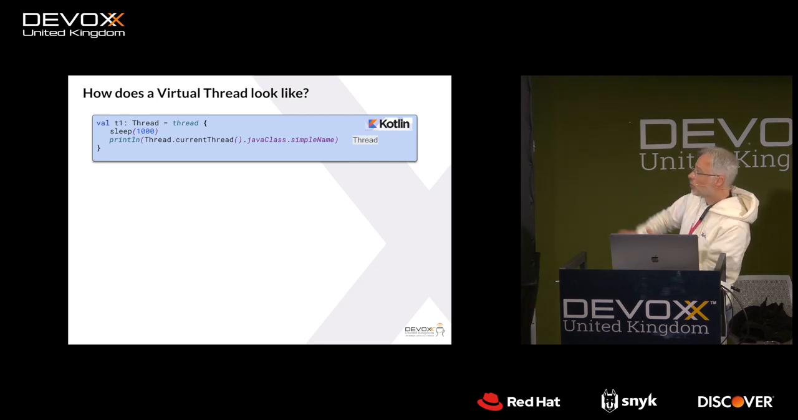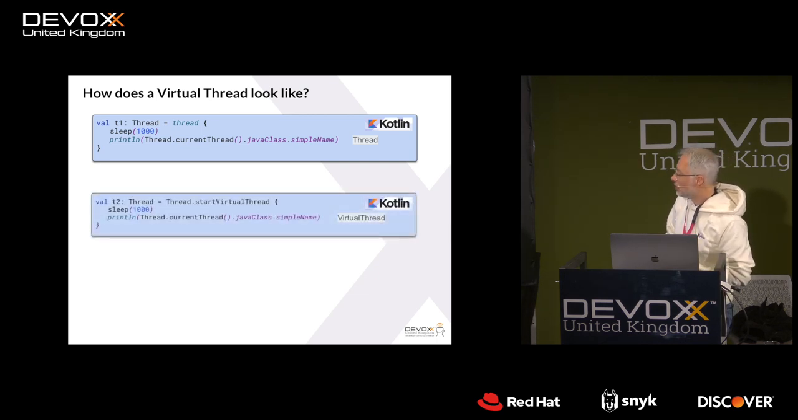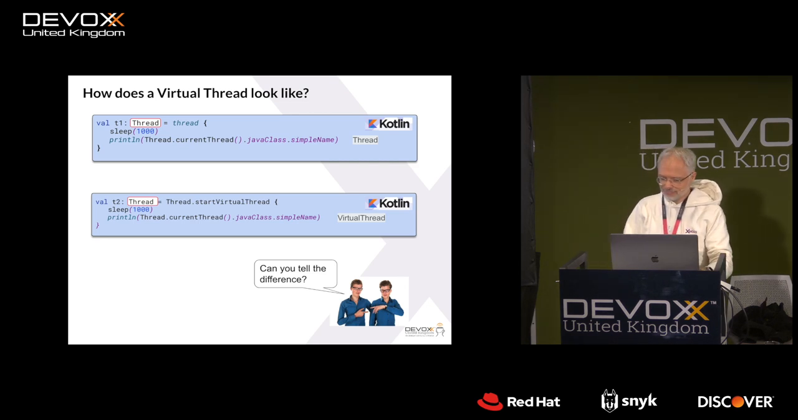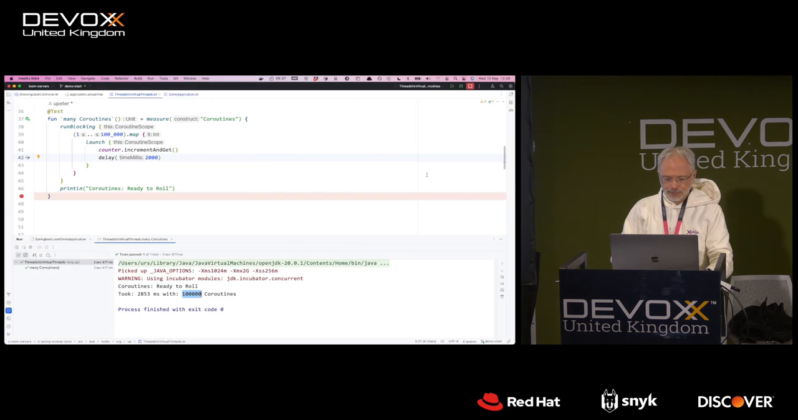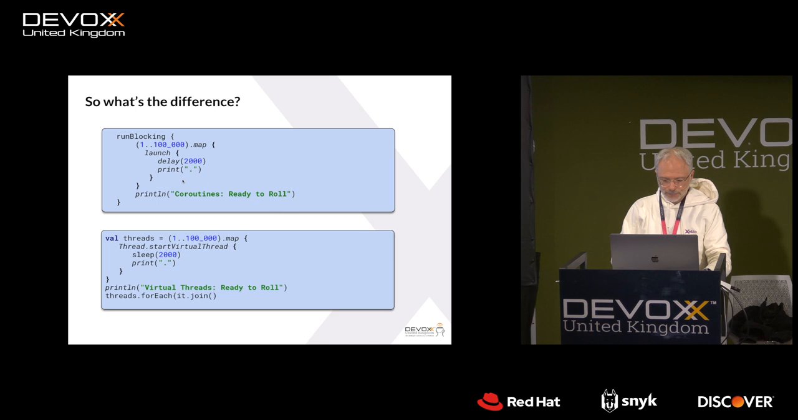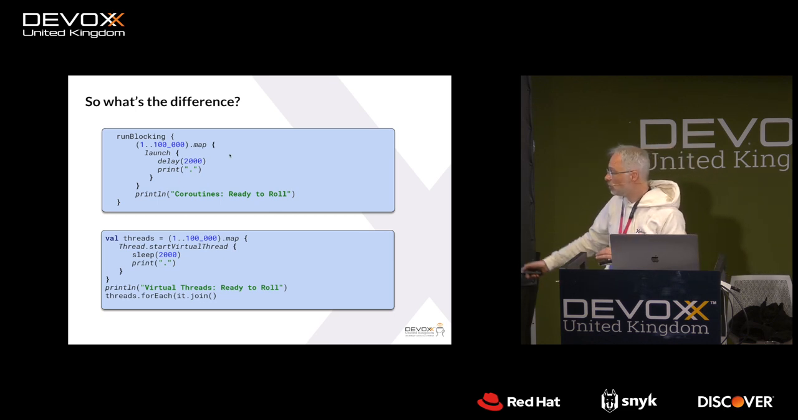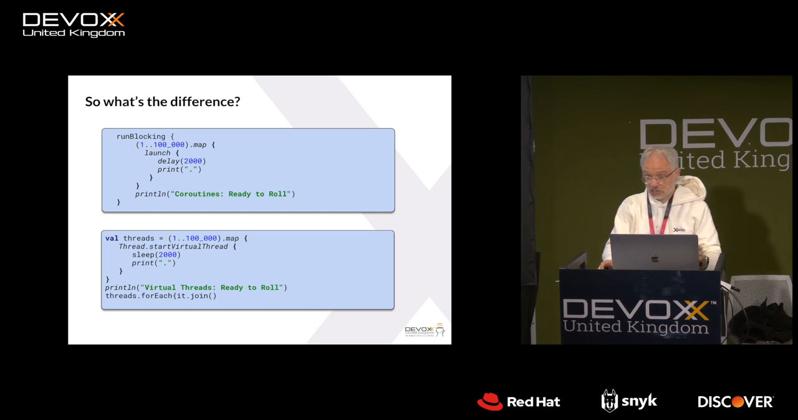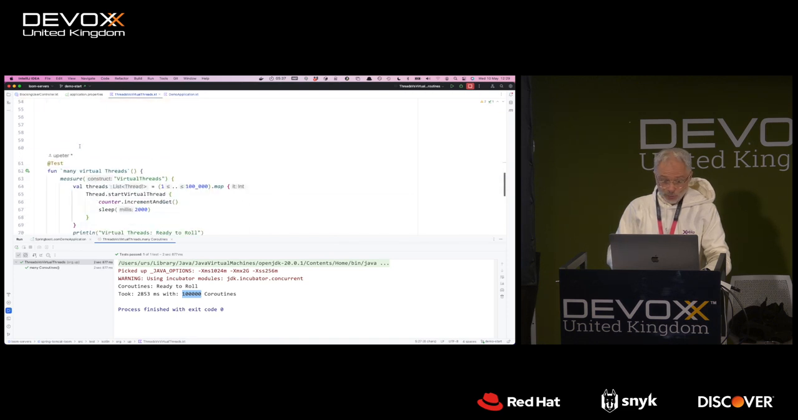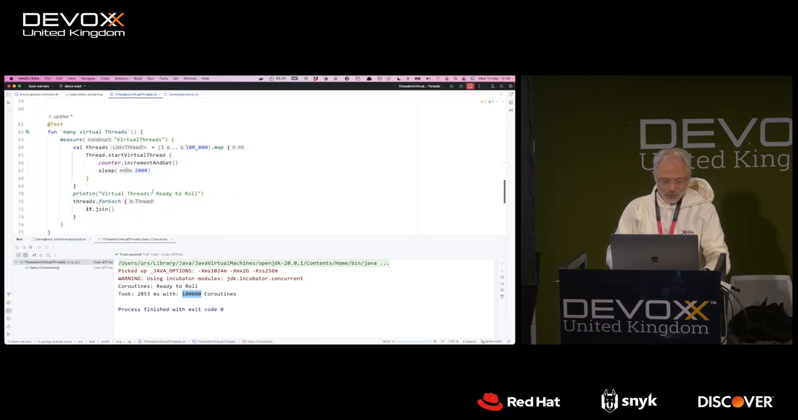So what does a virtual thread look like? We've seen this example before. This is the counterpart for a virtual thread. And well, they have the same interface. So from the outside, it's still a thread. But from the inside, it's quite different. So let's run our example. This would be the example we had with coroutines here on top, and this would be the example with Loom, using the same code like before, but then with a virtual thread instead of a normal thread. And you might guess that now things look considerably better.